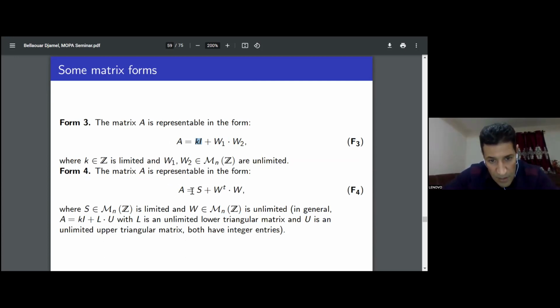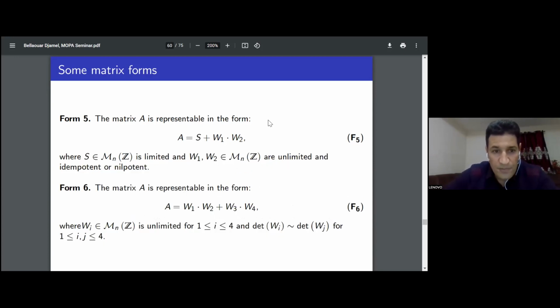And in this form, omega 1 and omega 2 are related by transpose, so omega 1 equals omega 2 transpose. And in form 5, we add the condition that omega 1 or omega 2 is idempotent or nilpotent. And in form 6, A equals omega 1 omega 2 plus omega 3 omega 4, where omega 1, omega 2, omega 3, omega 4 are all unlimited, but we add the condition that the determinant of omega i and the determinant of omega j are of the same order.